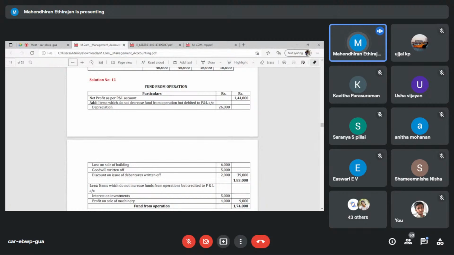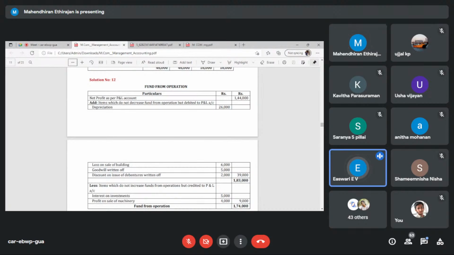So interest on investment 5,000. Profit on sale of machinery 4,000. Sometimes income tax refunded also comes. You can, if you want, note it down.